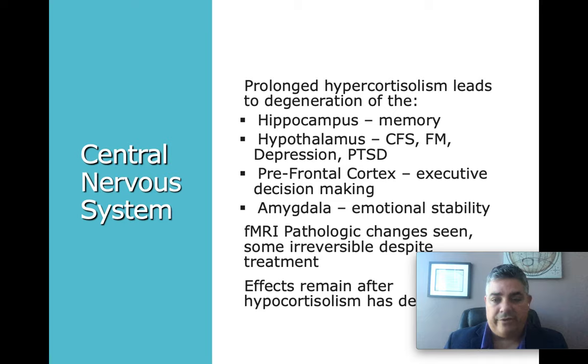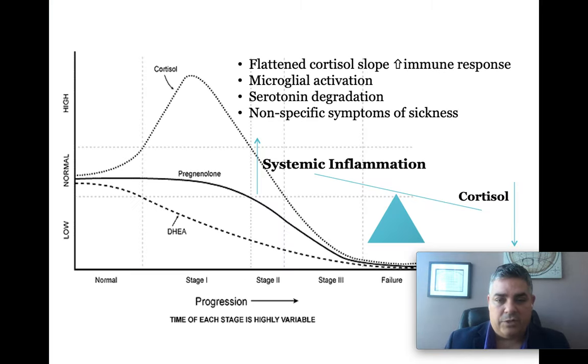Now, we've been able to verify this through functional and structural MRIs. I see this in my work because I run structural MRIs in my patients. As a result of either functional or structural damage to the hippocampus, other areas of the brain respond by turning down the HPA axis. So what happens then is we lose that counter-regulatory control on the immune system.